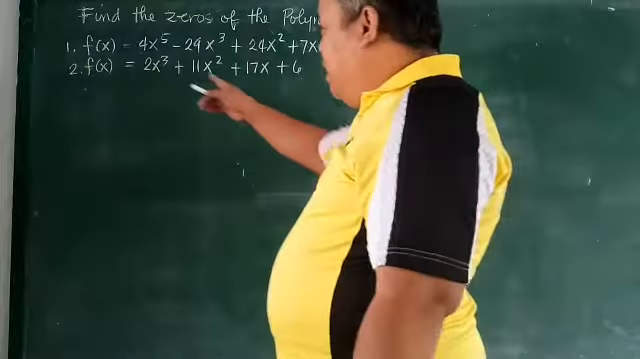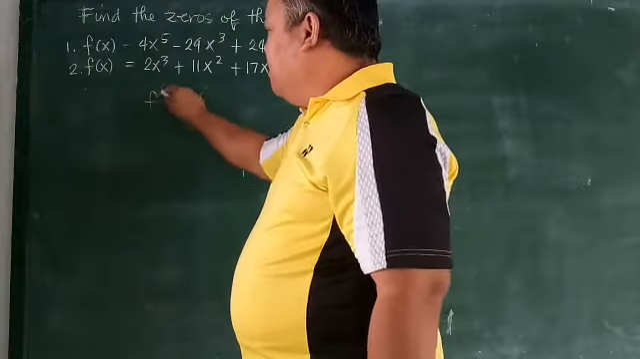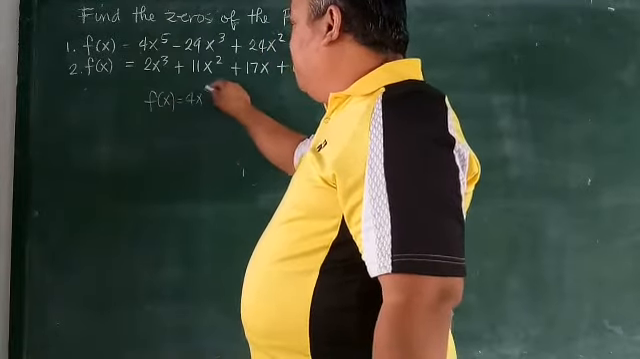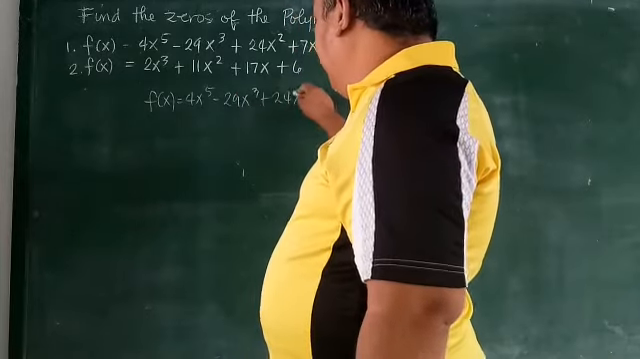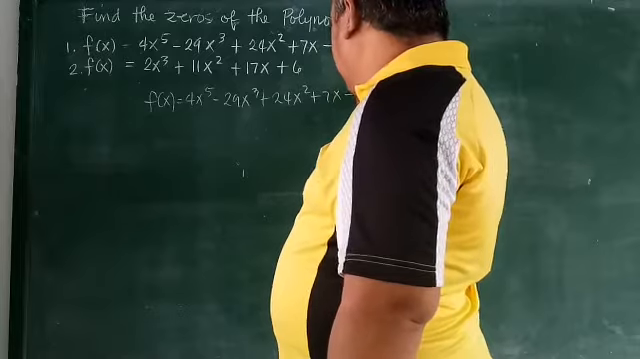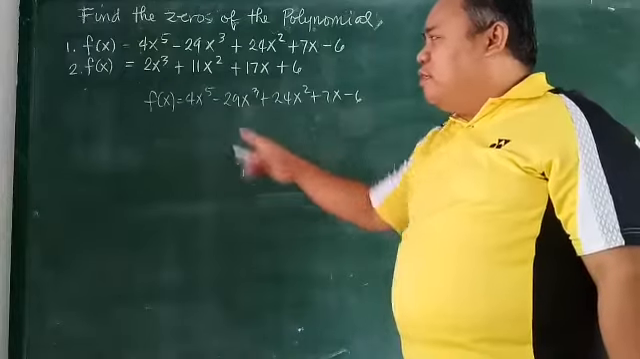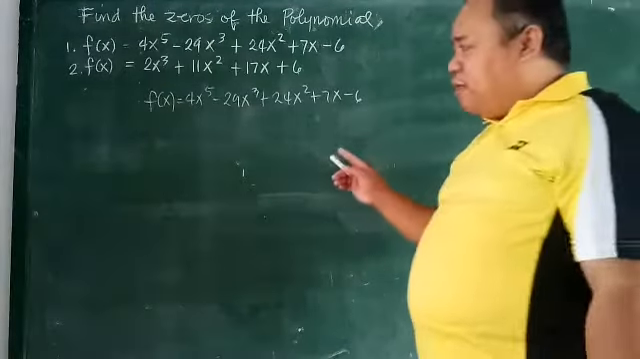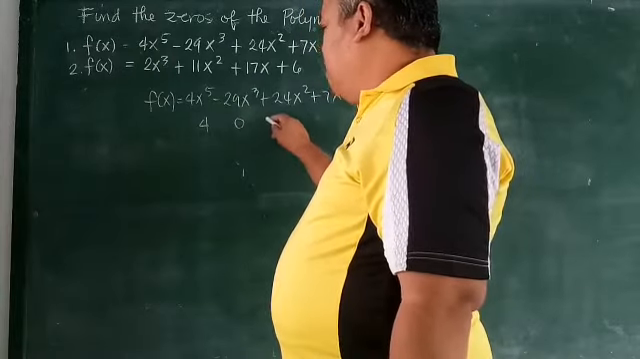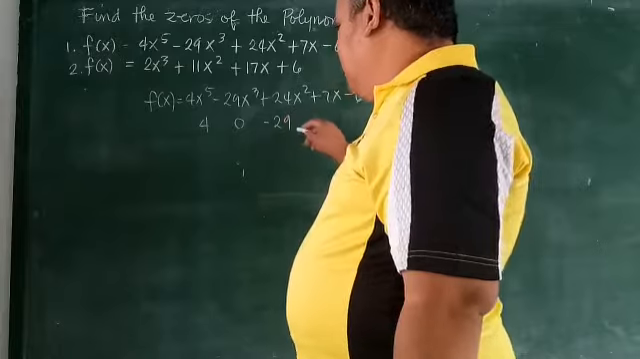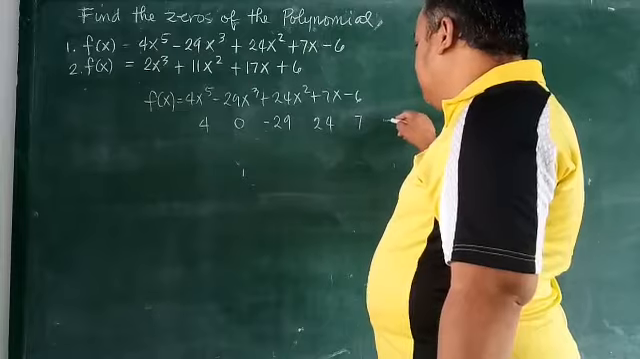So let's say in this equation, f of x is equal to 4x to the 5th minus 29x cubed plus 24x squared plus 7x minus 6. Yan. So, ibig sabihin, meron akong kulang na isang term. Ano yun? So, yung x to the 4. So, if I'm going to write down all the digits, we have 4, tapos 0, tapos -29, then 24, tapos 7, tapos -6.